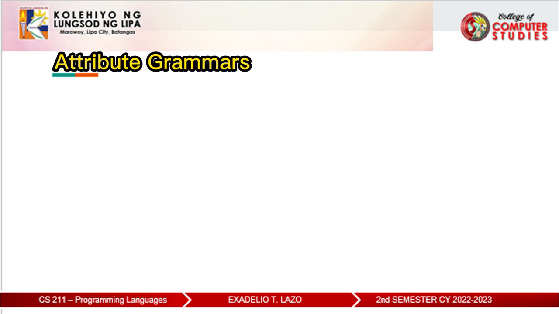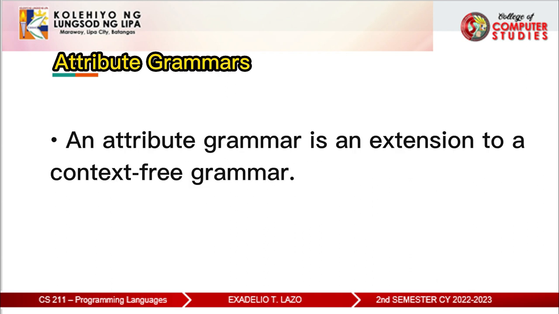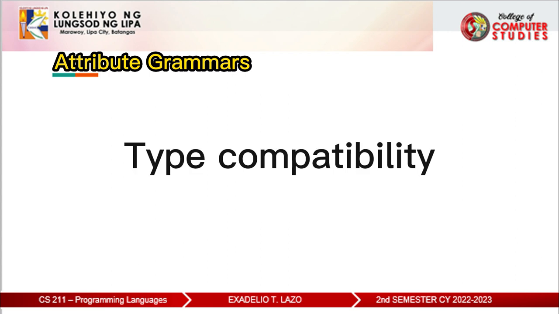Attribute grammars. An attribute grammar is a device used to describe more of the structure of a programming language than can be described with a context-free grammar. An attribute grammar is an extension to a context-free grammar. The extension allows certain language rules to be conveniently described, such as type compatibility. Before we formally define the form of attribute grammars, we must clarify the concept of static semantics.